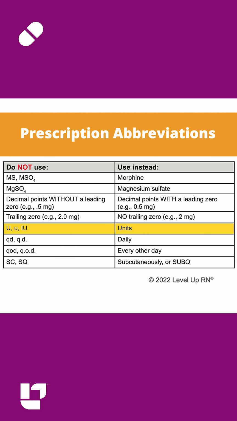We don't want to use U or IU and instead write out units. We should not use QD and instead write out daily. QOD should not be used. Instead, write out every other day. And then SC and SQ should not be used for subcutaneous. So instead, you can write out subcutaneously or sub-Q.